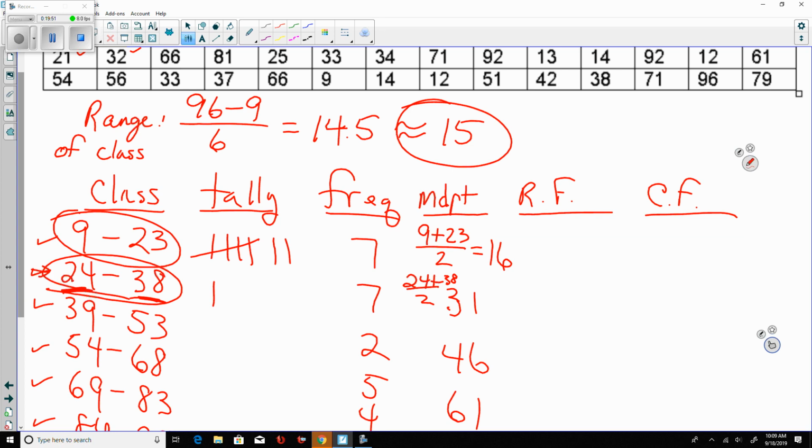Yes, exactly. And you know what I'll do? I'll stop there because the relative frequency is a little more involved. So we'll pick up with relative frequency tomorrow, with cumulative frequency, practice problem, and then the quiz on Friday.